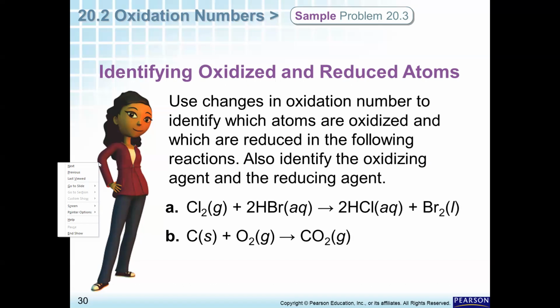How are we going to do that? We have to determine the oxidation numbers of all the atoms present. Then after that we look at the ones that have undergone a change. The ones that have not changed, we ignore. Right? Okay, let's start with the Cl2.